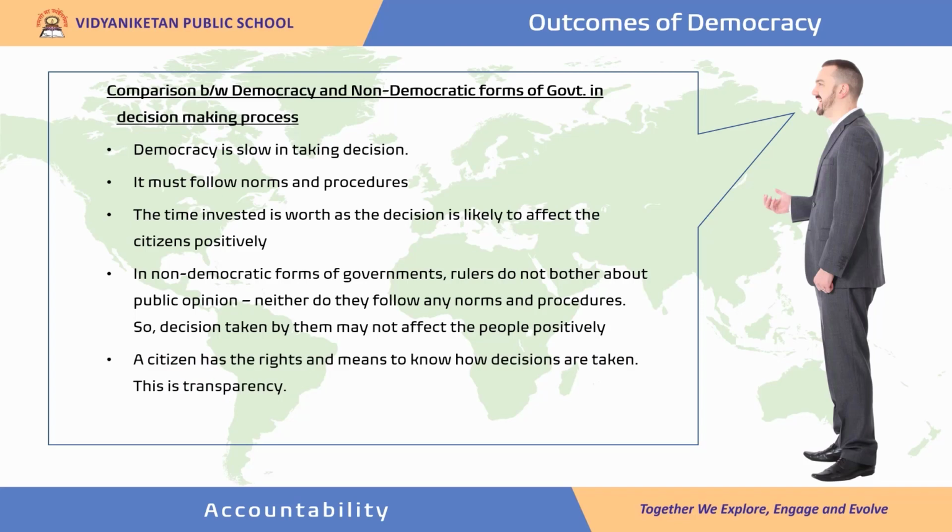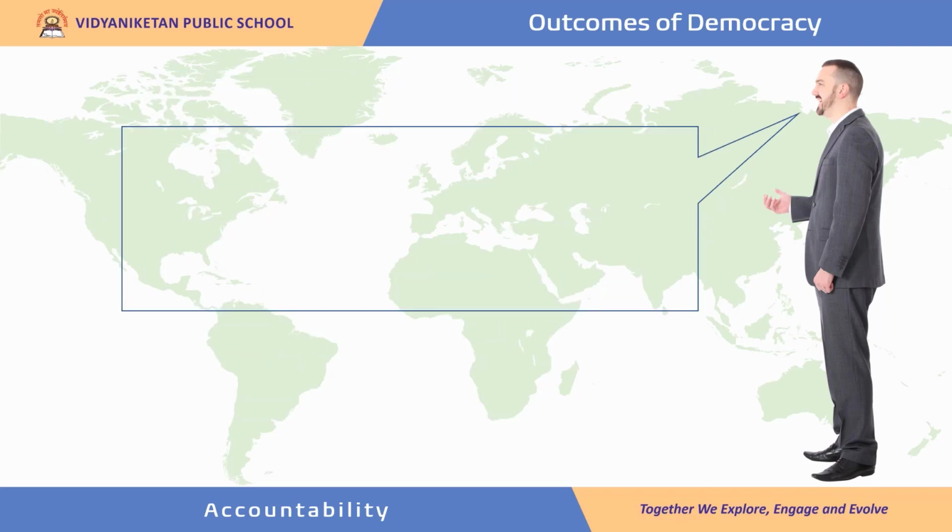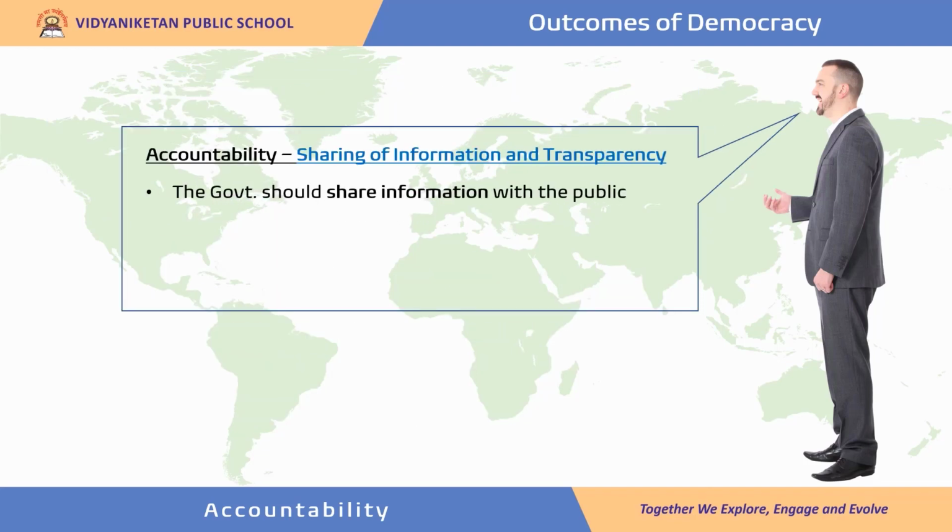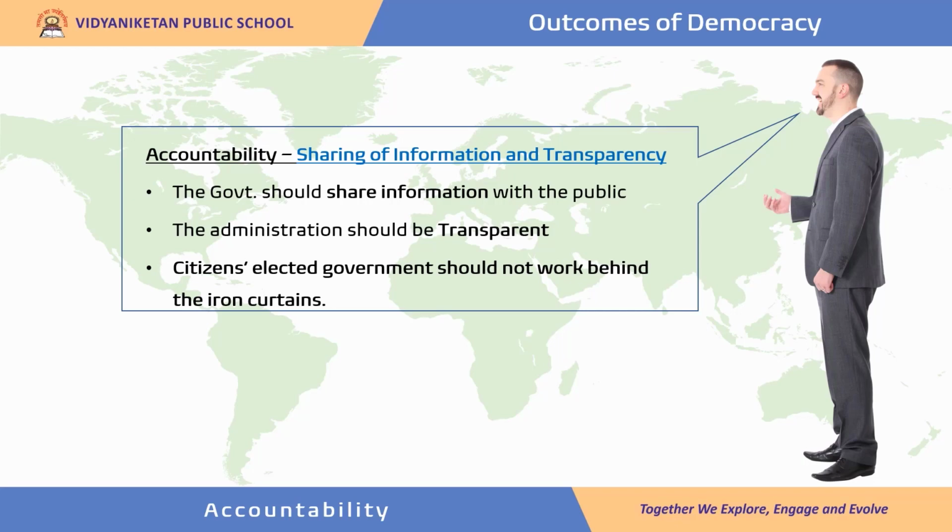A citizen has the rights and means to know how decisions are taken. This is transparency. This element is absent in non-democratic countries. The government should share information with the public. The administration should be transparent. Citizens' elected government should not work behind the Iron Curtains.